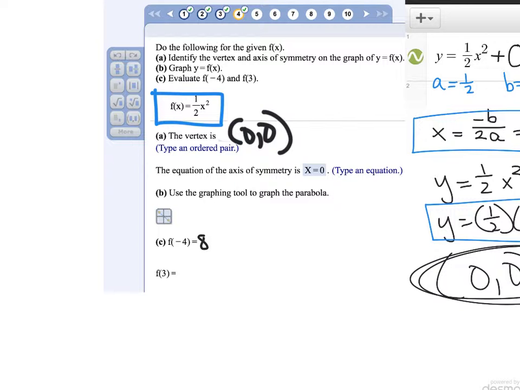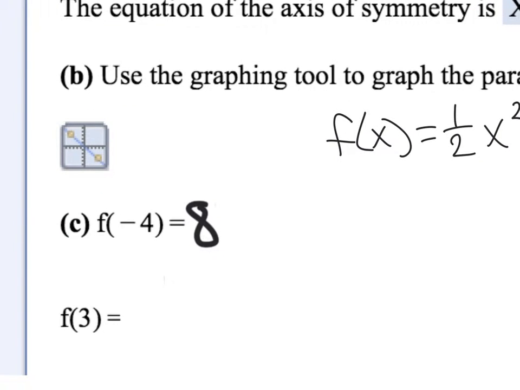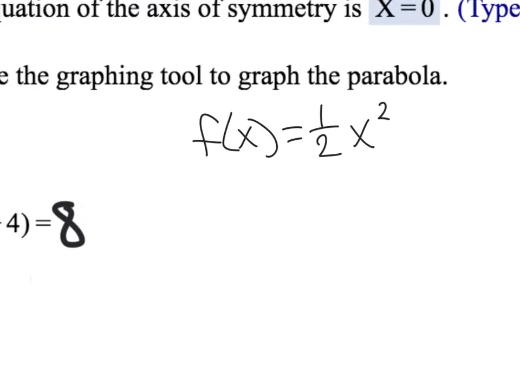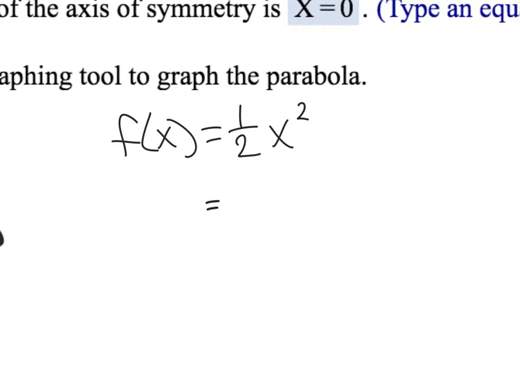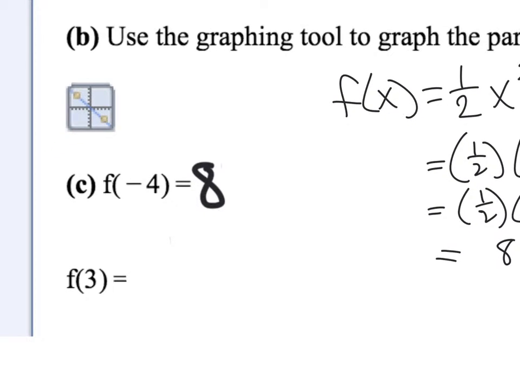Well, the way we could be sure is we can take our function f of x equals 1/2 x squared, and we can substitute in the -4. So that becomes 1/2 times -4 squared. And so this becomes 1/2 times 16, which is equal to 8. And so that's how we know that the answer is 8.